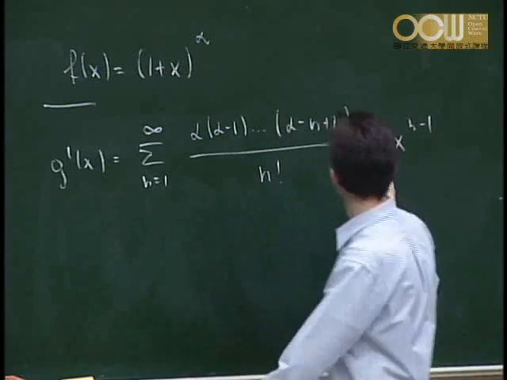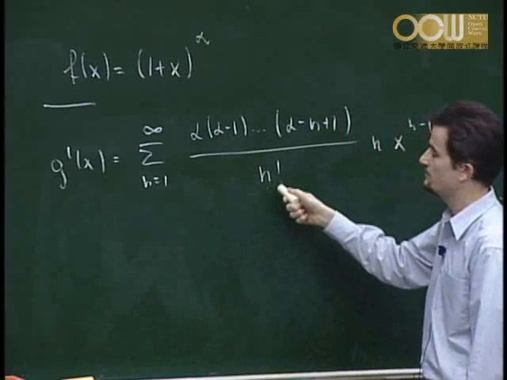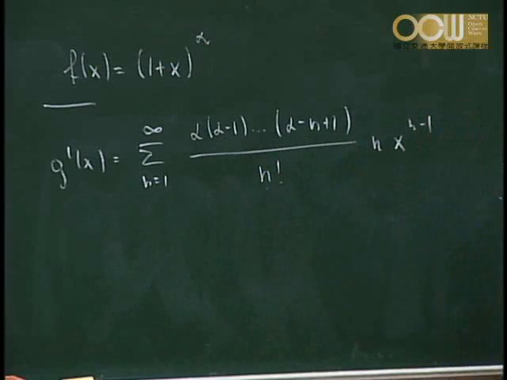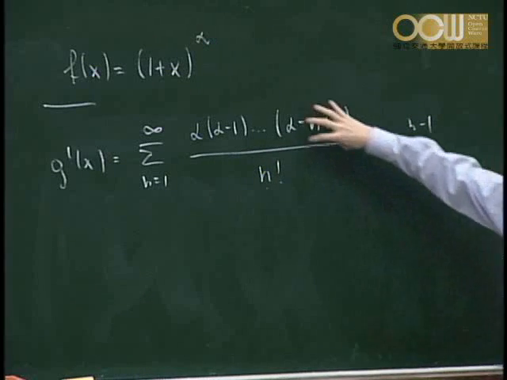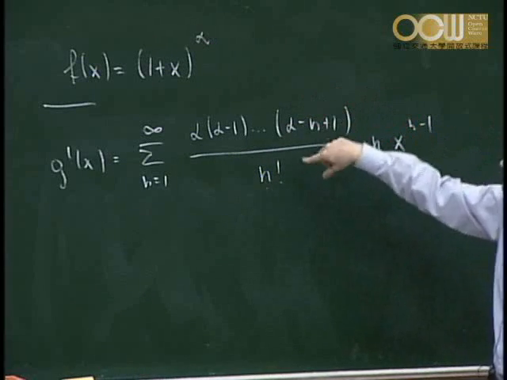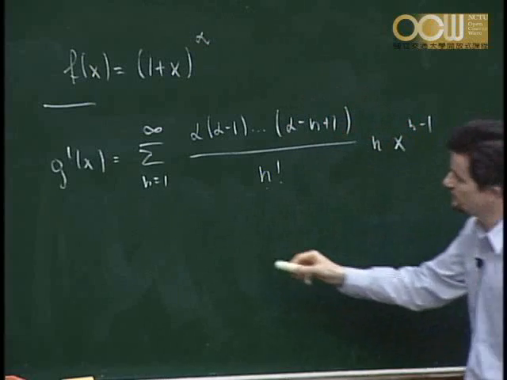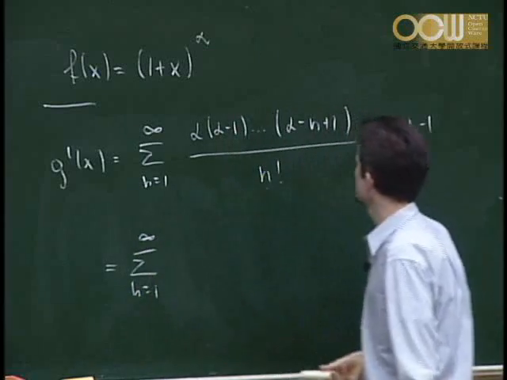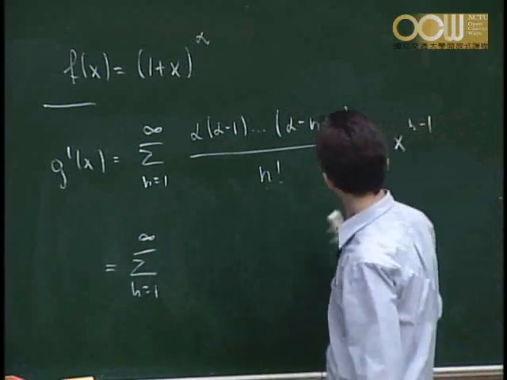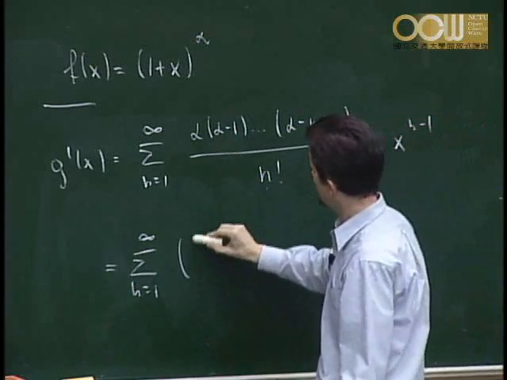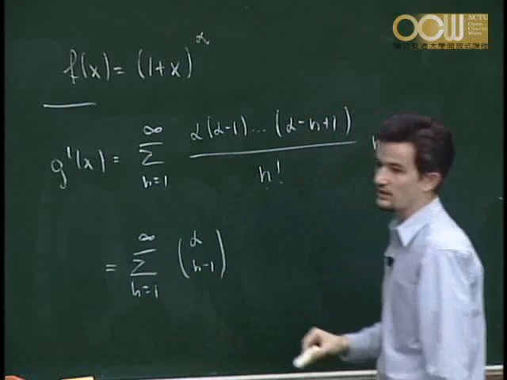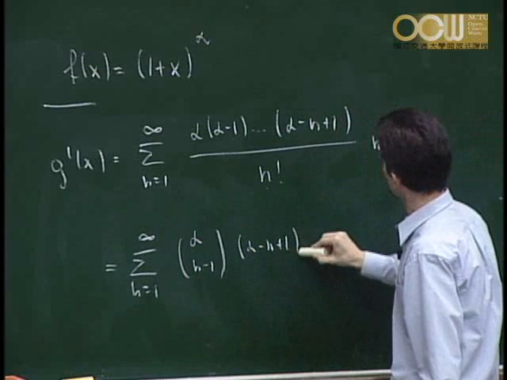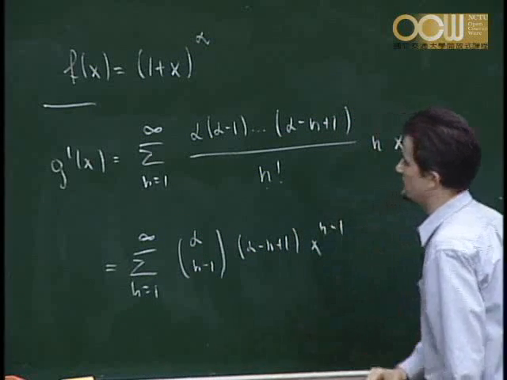One of the n cancels here. So what you have here is n minus 1 factorial. But here in the numerator you have n terms. So for instance, you can take out the last one. Then you can rewrite the rest as a binomial coefficient. So you have here the series n from 1 to infinity. We take out the last one, and we cancel here the n. Then what we have is alpha choose n minus 1, and the last one, alpha minus n plus 1, x to the n minus 1.